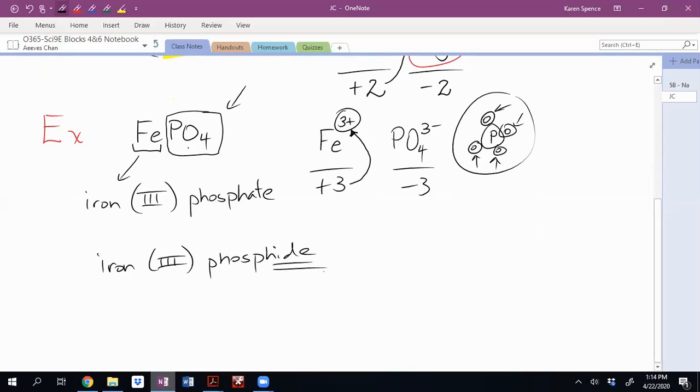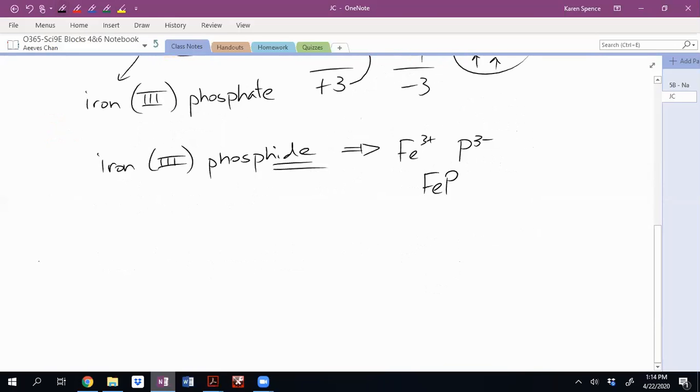Almost all the time, "ide" ending means you have a single element. So that would mean that you would have Fe, which is 3 plus, and you would have phosphide, which is 3 minus, and that would give you FeP. That would be iron 3 phosphide. Okay, and that's a different thing altogether. So don't confuse the two. Okay, let's try a couple more. We have Cu2SO4.